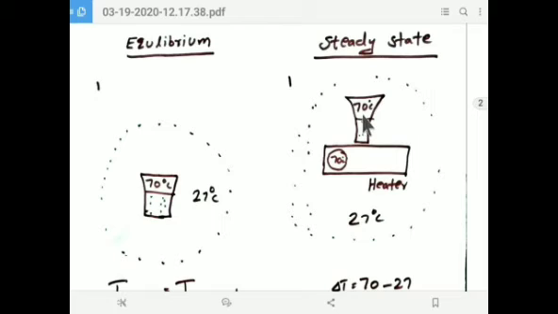A cup of tea whose temperature is 70 degrees Celsius is the system. The surrounding temperature is 27 degrees Celsius. For this tea, I am going to give a continuous supply of heat using a heater, and this will keep it constant at 70 degrees Celsius. Heat is flowing, but by using a heater I keep the temperature at 70 degrees Celsius.